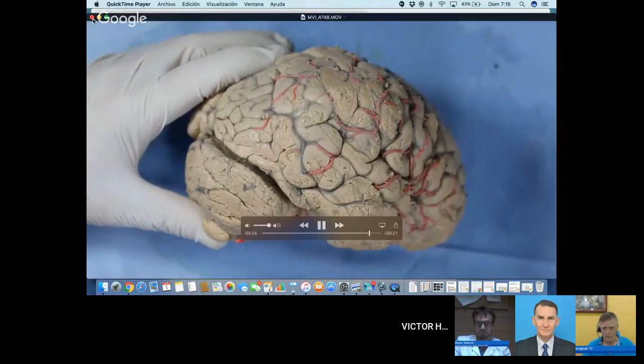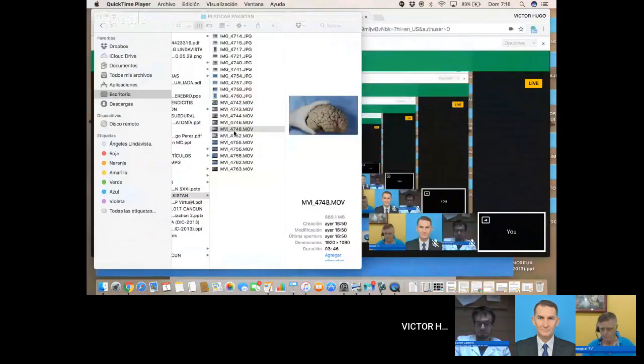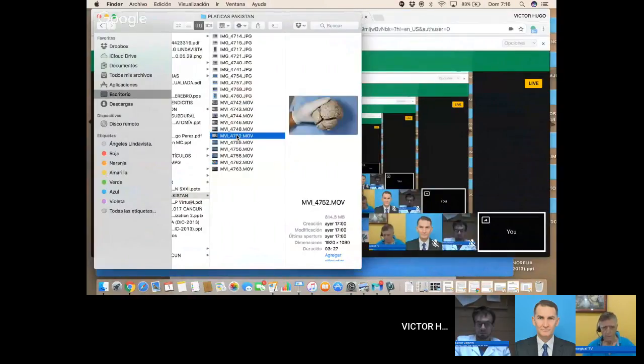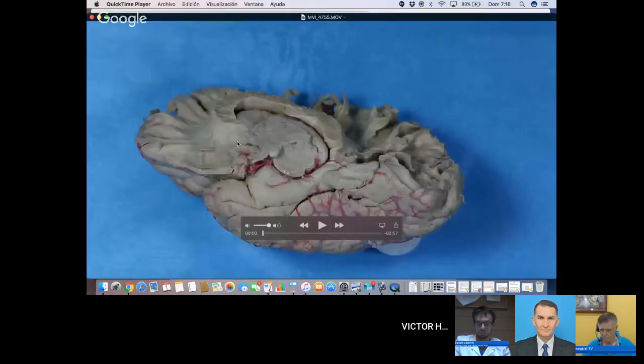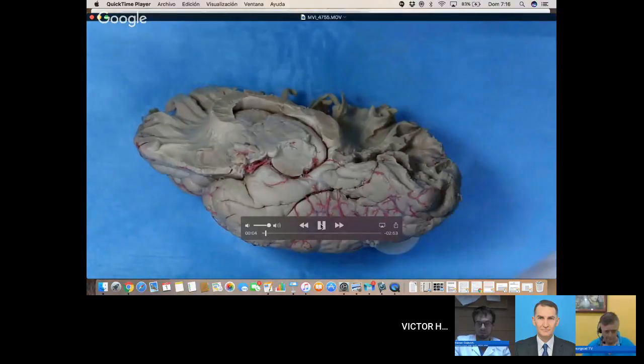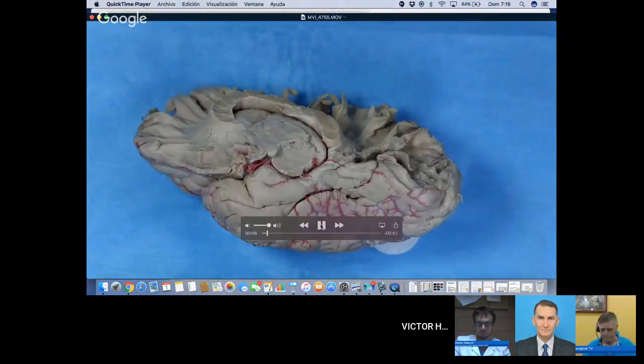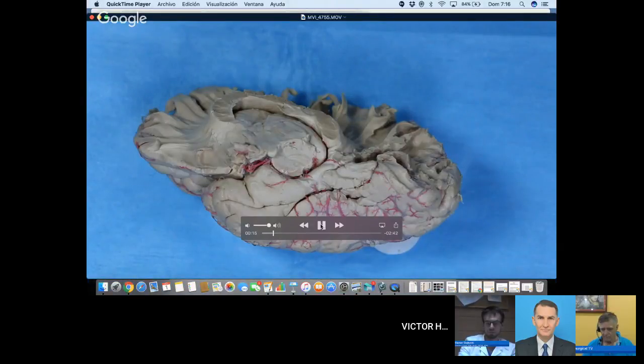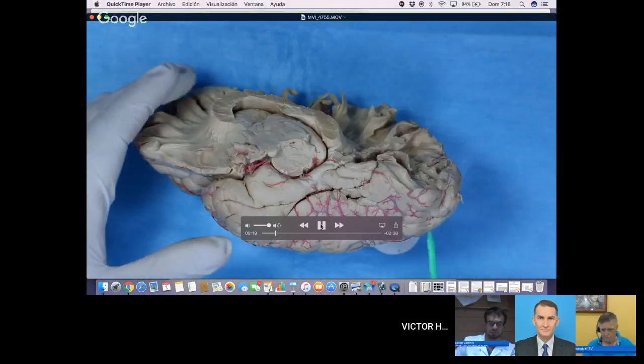Okay, let's see the other video. Do you see it? Yes. A minute, okay. This is the inferior aspect of the temporal lobe. The inferior surface of this temporal lobe can be seen much better if we remove the cerebellum.